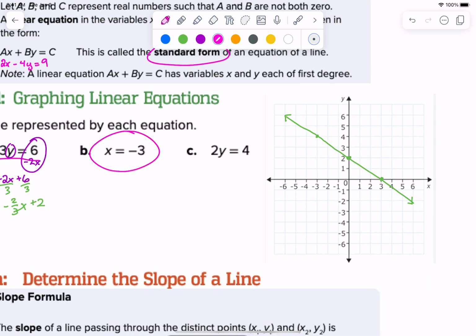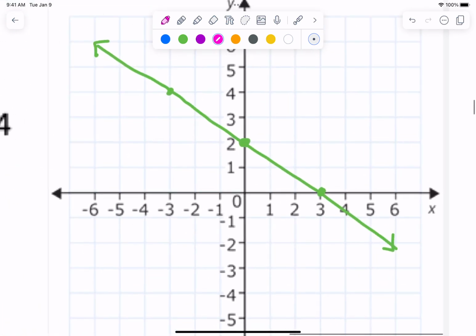This one's ready to be graphed, but how do you graph x equals negative 3? It's a straight line. Vertical or horizontal? Vertical, or up and down.